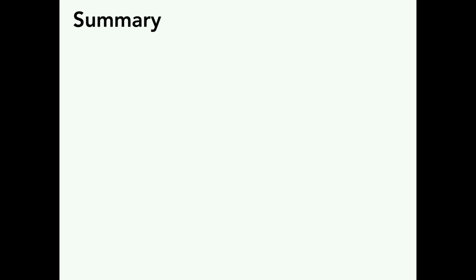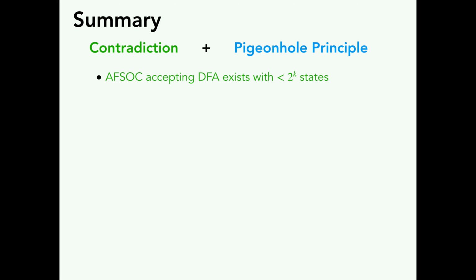Finally, let's go over a summary of the main methods and steps of our proof. So the main methods we used were contradiction and the pigeonhole principle. Again, this is pretty similar to some of the irregularity proofs we've done before. The structure of this proof is also quite similar. So the first step is, again, we're assuming that there exists some accepting DFA of r sub k with strictly less than 2 to the k states.